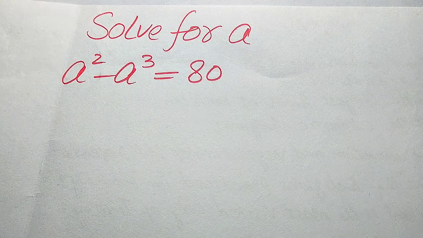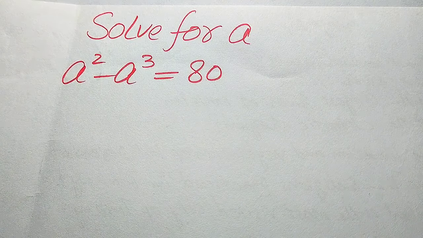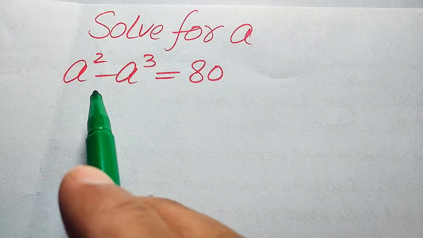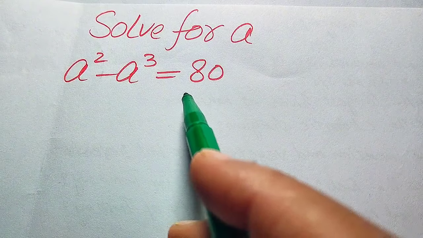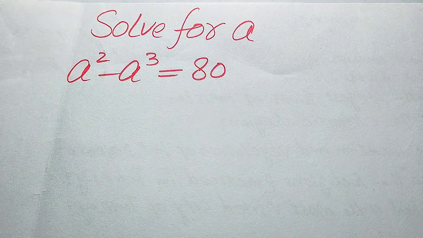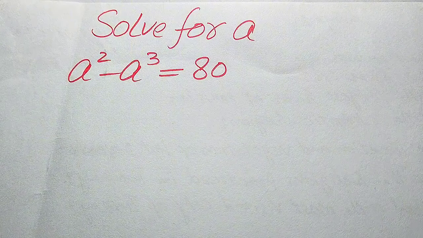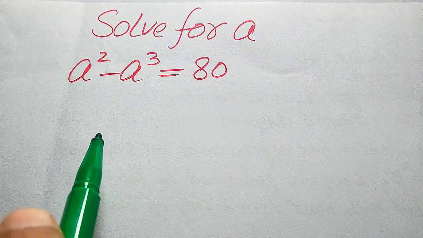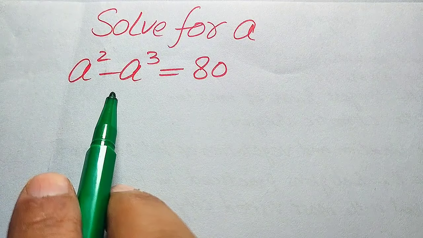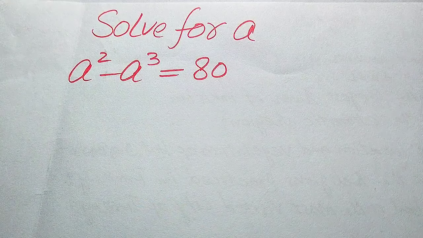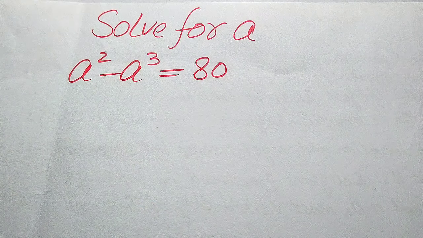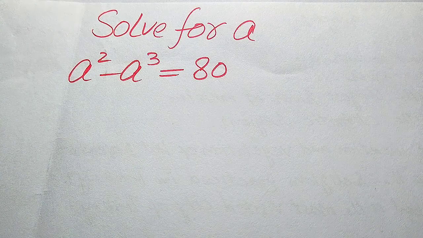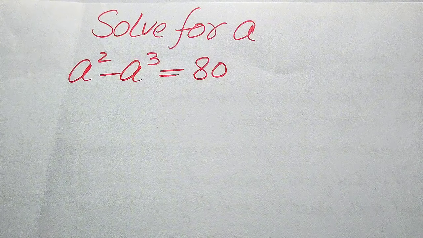Hello everyone, how to solve this problem for the values of a if we have a square minus a cubed equals to 80. Here you see that this is a cubic equation. It means that this equation has 3 or less than or equal to 3 roots. So we need to find all the roots of this equation.